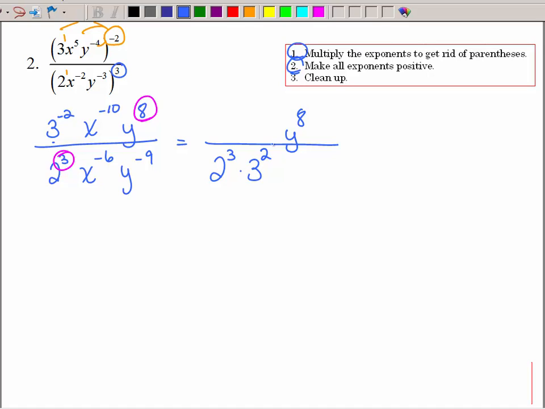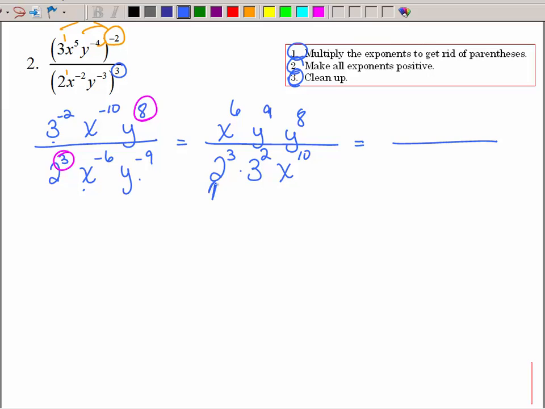Remember, I'm taking the reciprocal of the base, changing the sign of the exponent. X to the 10th moves to the bottom. X to the negative 6 moves to the top, and the y to the negative 9 moves to the top, and all those exponents become positive. Now I'm going to clean it up.